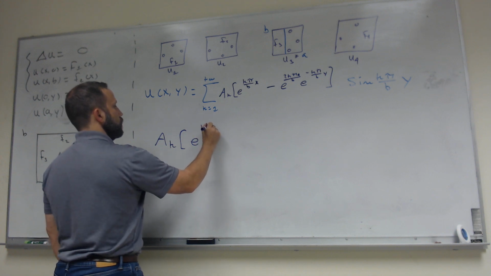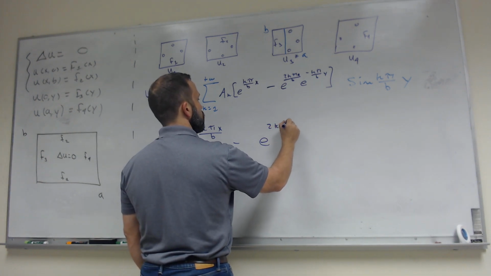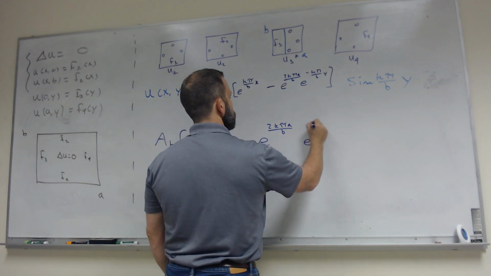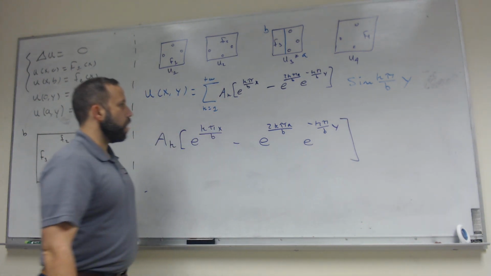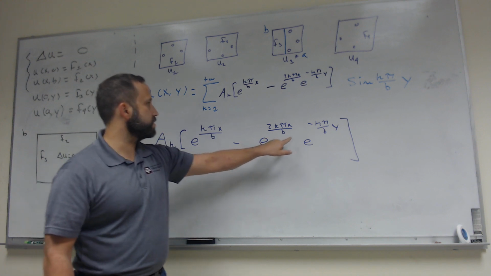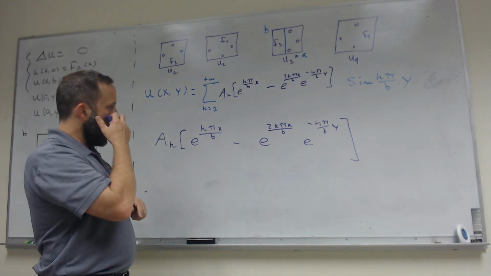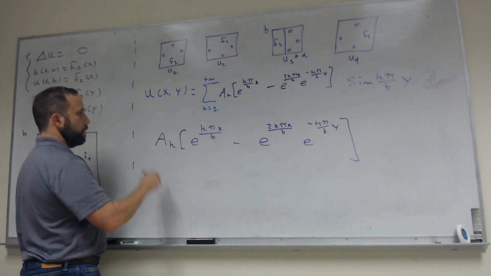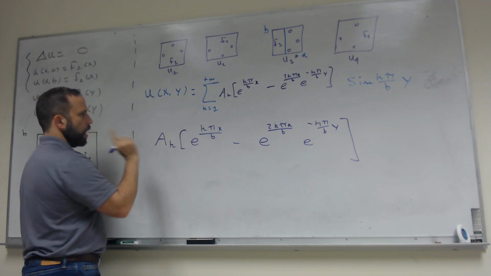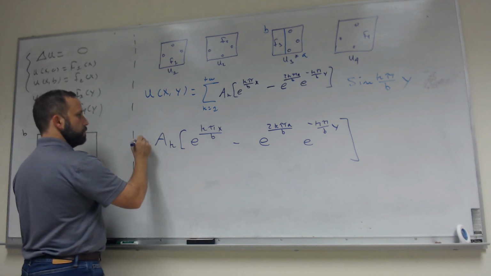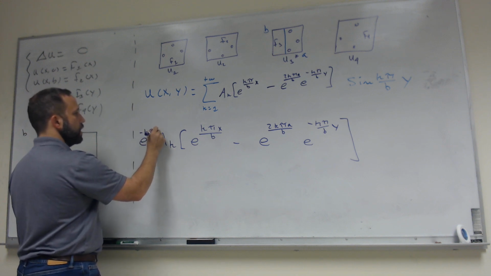times e to the k pi x over b minus e to the 2k pi a over b, e to the minus k pi x over b. Okay, so I can almost combine this into one exponent to get something like a minus y, k pi over b times a minus y, but I have two here. So what I'm going to do is multiply and divide by the same thing. On the outside, I'm going to multiply by e to the minus k pi a over b.